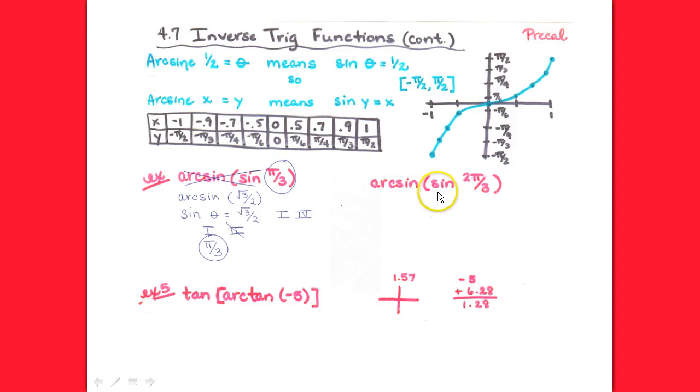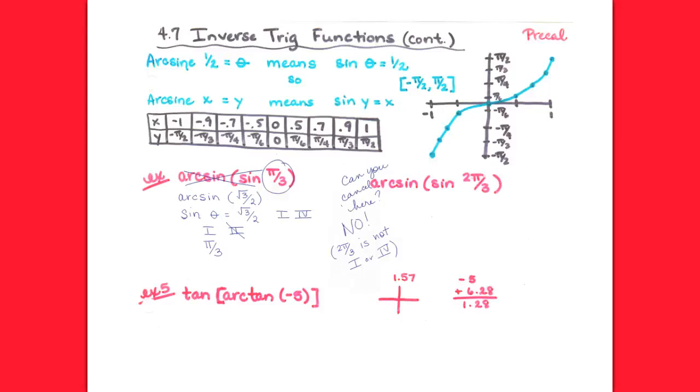We have the arcsine of the sine of 2 pi over 3. Ooh, arcsine and sine are inverses of each other. They're going to cancel each other out, and my answer is 2 pi over 3. What's wrong with that? Can you cancel there? Where is 2 pi over 3? What quadrant? Second quadrant. Where is arcsine valid? First and fourth. I can't get an answer in the second quadrant because arcsine doesn't exist in the second quadrant. It only exists in the first and the fourth.